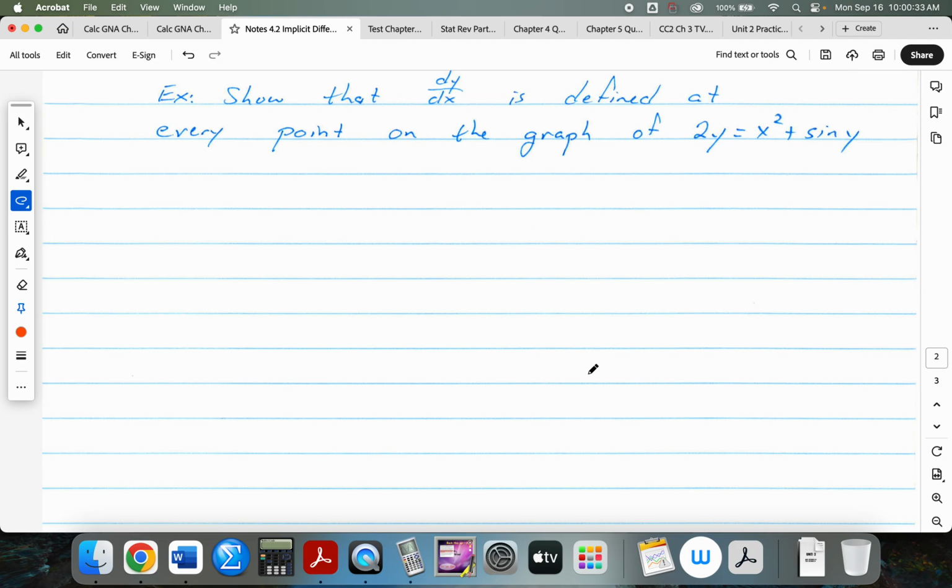All right. So let's show that dy/dx is defined at every point on the graph of 2y = x squared plus sine of y. Wow, there's a lot going on there. So again, it doesn't hurt to write it so that the y's are offset with parentheses. Again, certainly not a requirement, but every time you see that, I want you to think, okay, I'm going to use the chain rule here.